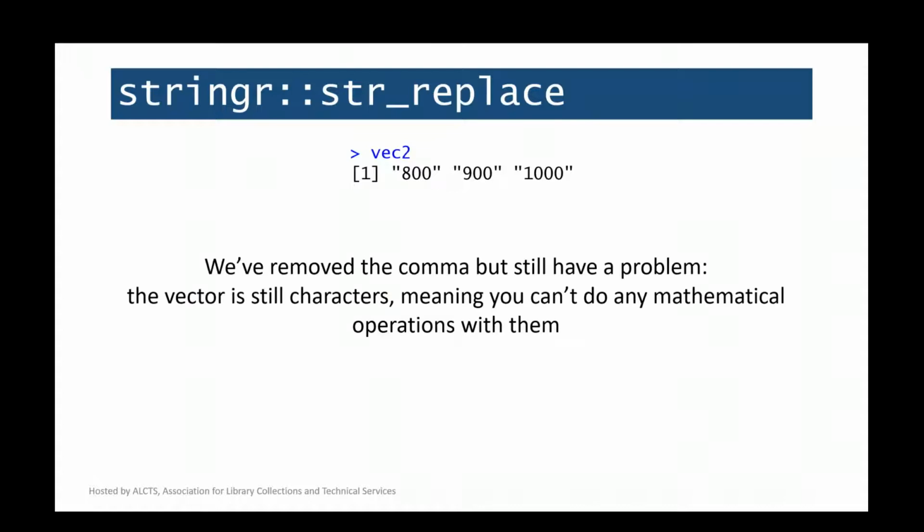But there's a problem here. We've removed the comma, but the vector is still characters. And if we call class on that, we can see it's still a character, which means we can't do any mathematical operations with it.